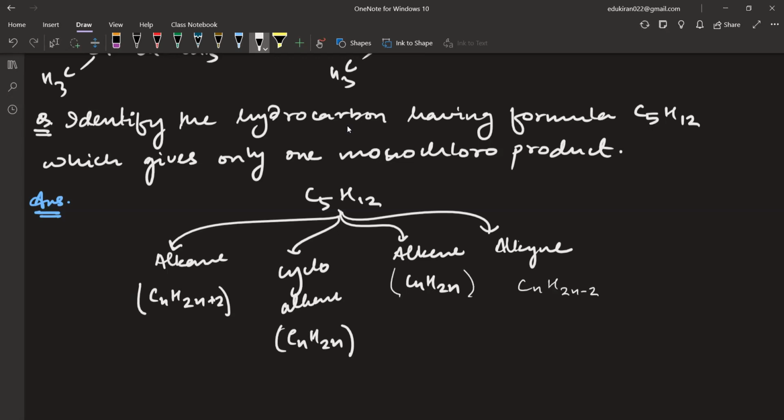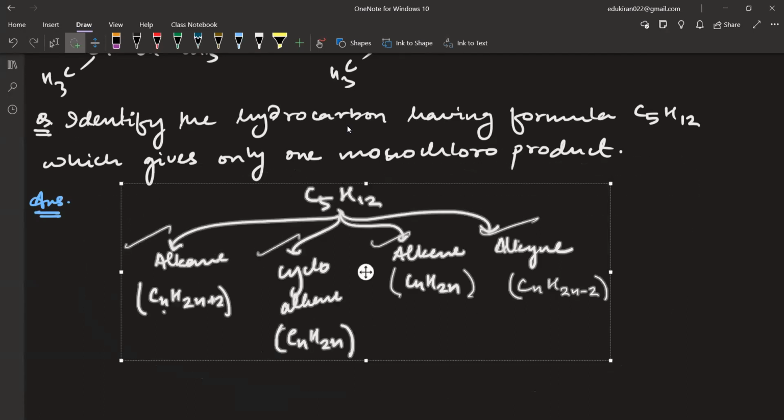Now, if you see this formula and you compare this, which one fits? n is equal to 5 here, right? n is equal to 5, and work out the hydrogen accordingly. Does it fit the alkane formula, the cycloalkane formula, or the alkyne formula? Compare and tell me. Alkane, right? So one thing we have got is that this is going to be our alkane C5H12.